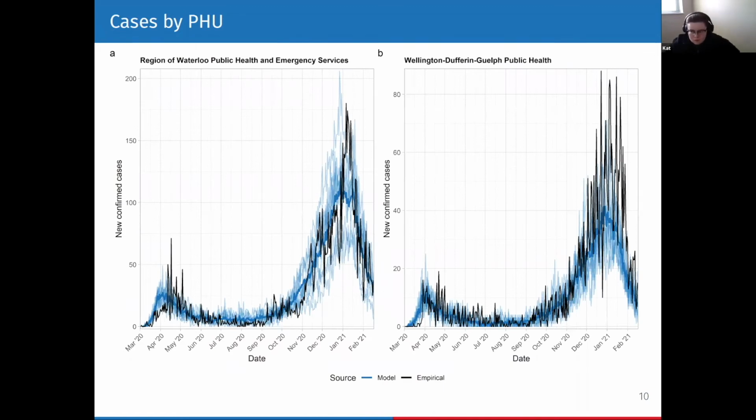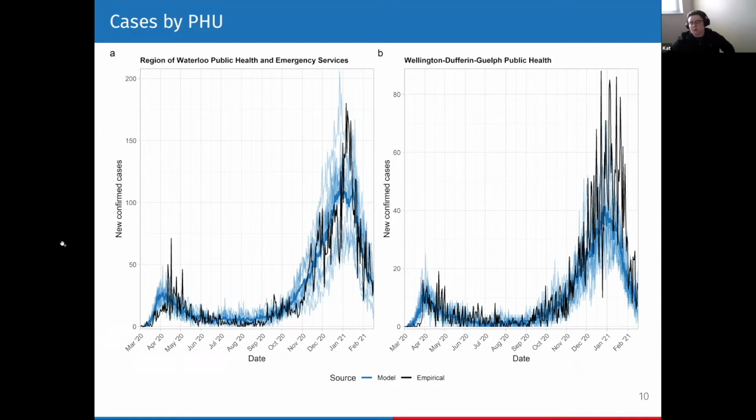So the other thing we have is, of course, this model is broken down by region, so we can look at what our regional fits are. There's 34 public health units, so I'm not presenting them all, but just for regional local interest, we can look at our Waterloo and Guelph projections and see that the model agreement there is pretty good. Overall, maybe not quite hitting that December, January peak, but the overall trend is quite consistent.